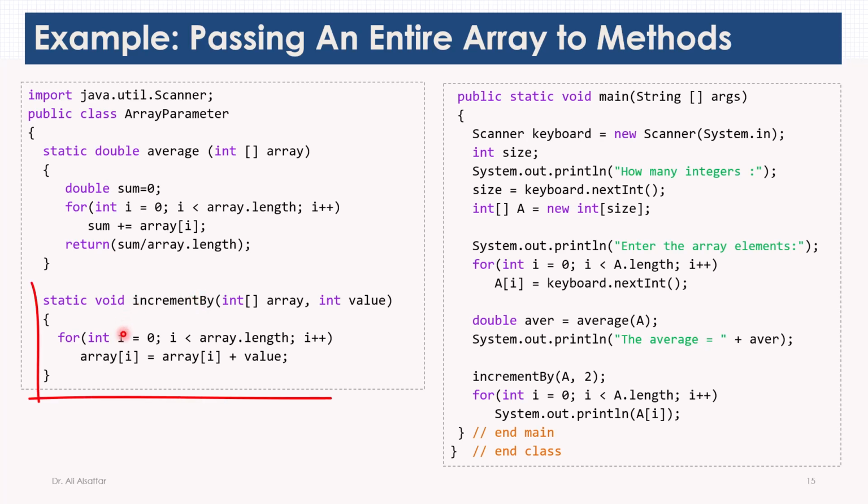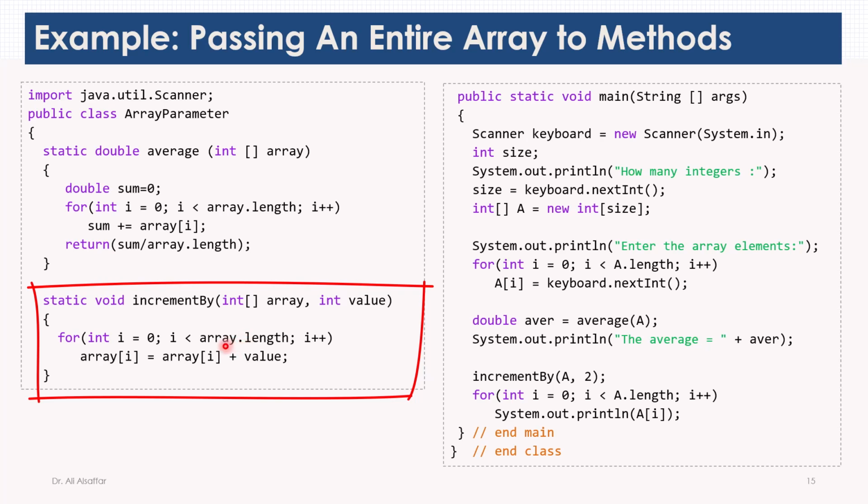However, in the second method, the name is incrementBy. The first parameter is an array. The second parameter is an integer. This method increments every element of the array by the amount of the input parameter value. So we have a loop that will iterate over the array, and for every element of the array, the method increments this element by value. So that means that the array elements inside the array will change.